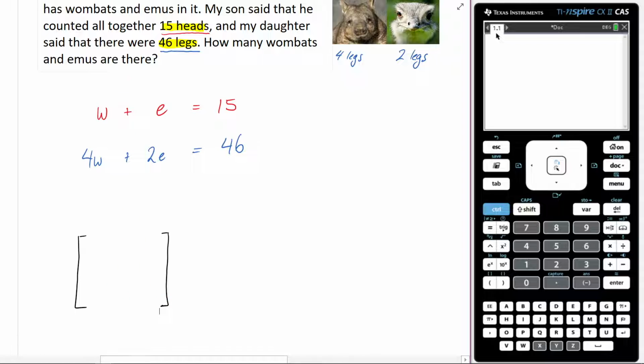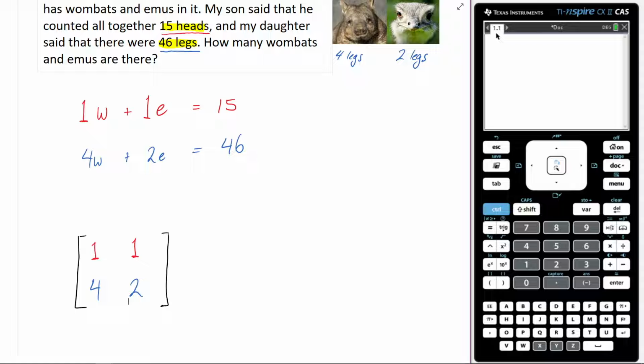Into our first matrix here, what we're going to put is the coefficient of all of our letters here. So remember, the number in front of W here is going to be 1, and the number in front of E here is going to be 1. So this is going to be 1, 1. This will be 4, 2. So hopefully you can see what I've done here. I've just taken all these numbers and put them there.